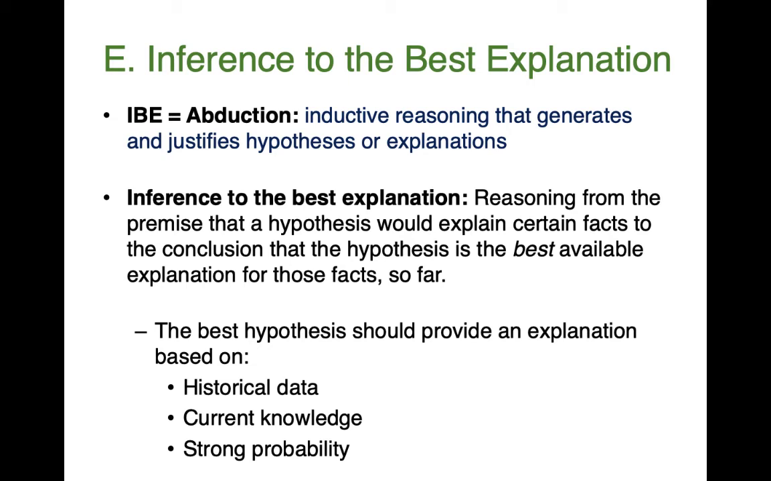And the best hypothesis needs to provide an explanation based on historical data. It's got to be consistent with previous observations. It's got to be consistent with and the result of current knowledge. And there's got to be a strong probability that that hypothesis is the best explanation, better than accident, better than alternative explanations.